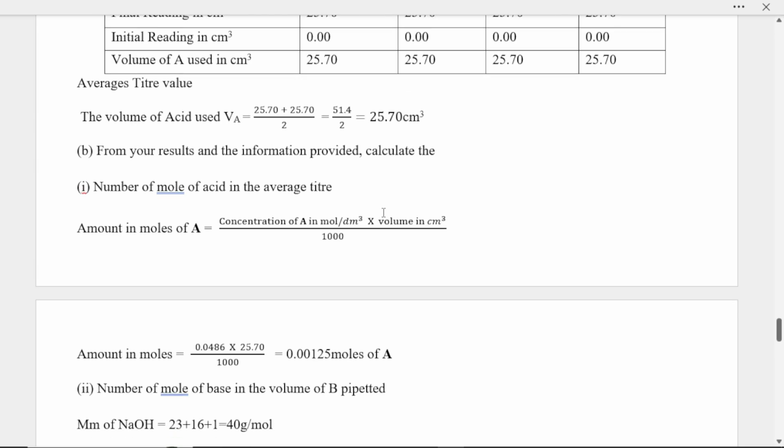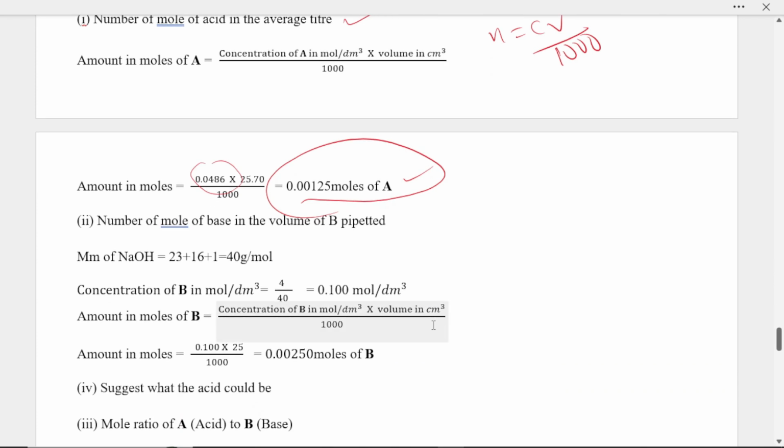Now look at it. The number of mole of acid in the average item. It means our mole per DMQ is what? We are using N is equal to CV over 1000. Your N is the number of mole you are looking for, while your C is conc in mole per DMQ, 0.0486, while your V is 25.7, divided by 1000. So your moles will be what? Will be 0.00125 moles of A. That's for acid.